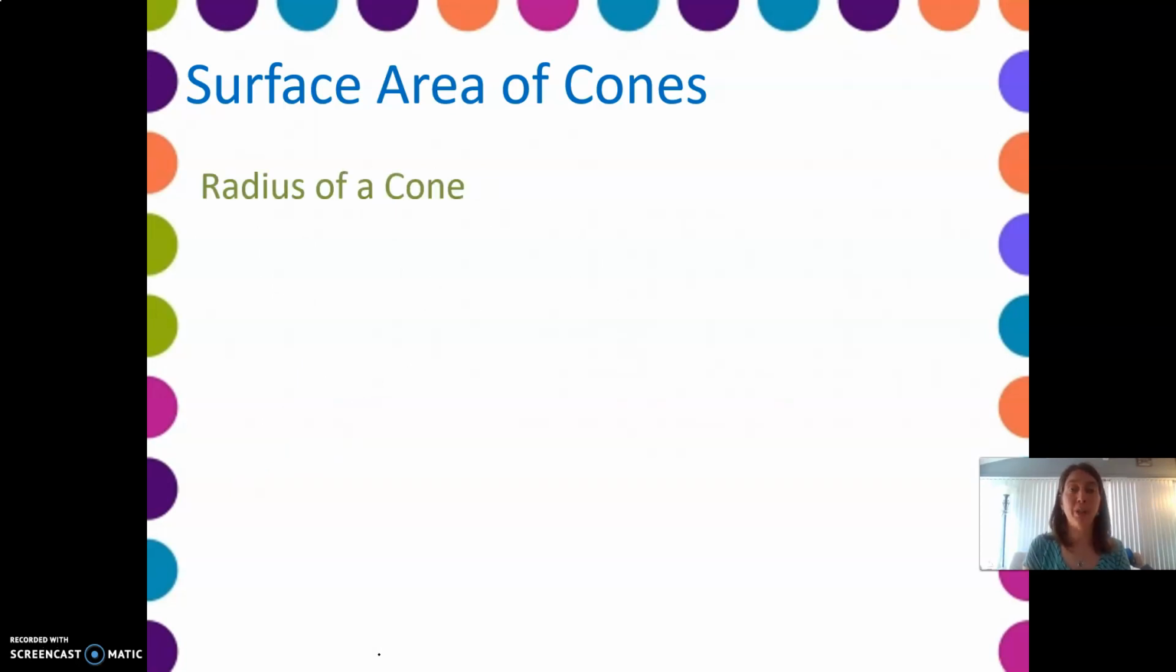One other thing before we get into our three things about the cones that we'll be calculating today: the radius of a cone. Well, radius has to do with circles. We know radius is from the center of the circle to the outside.